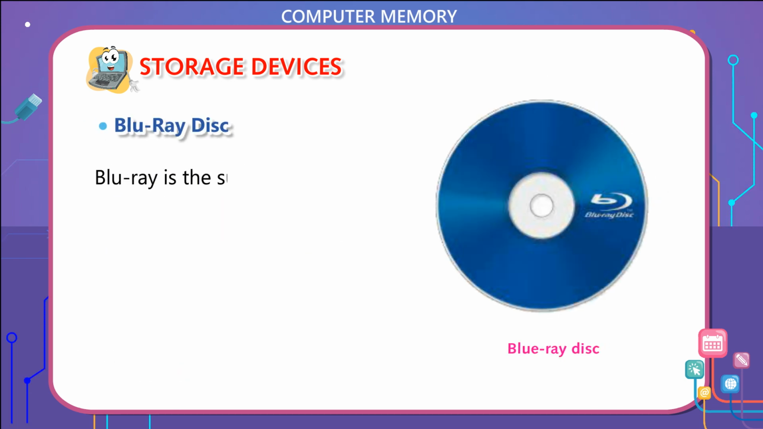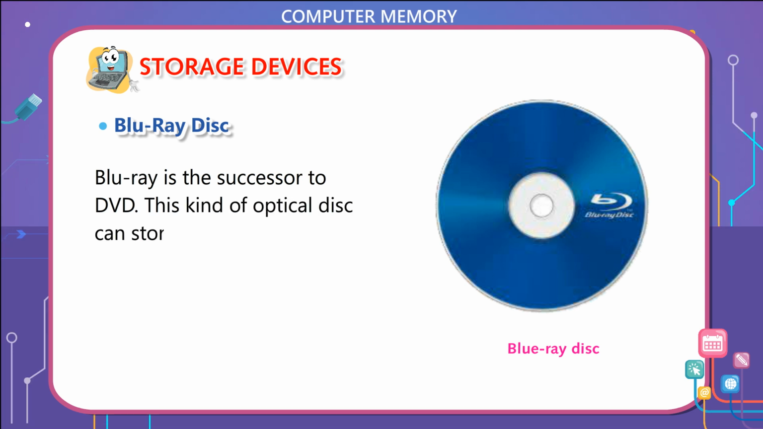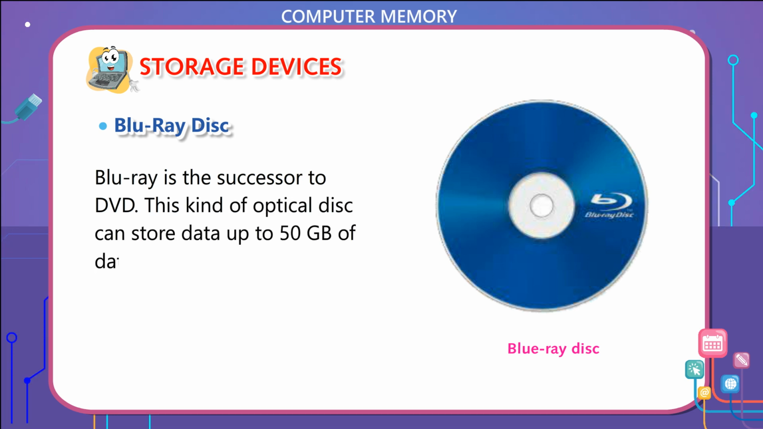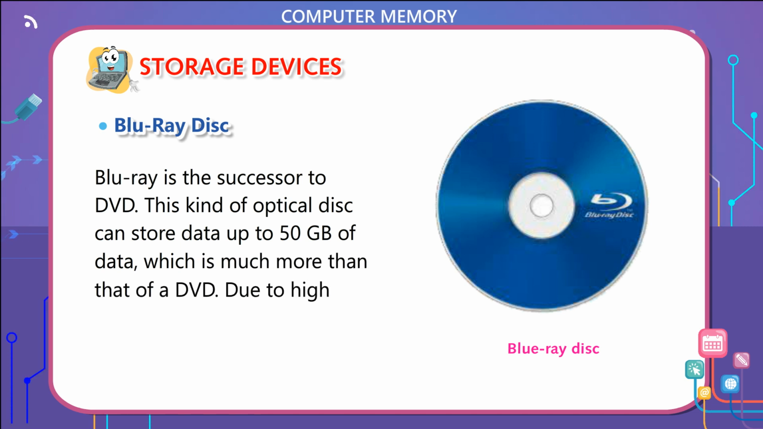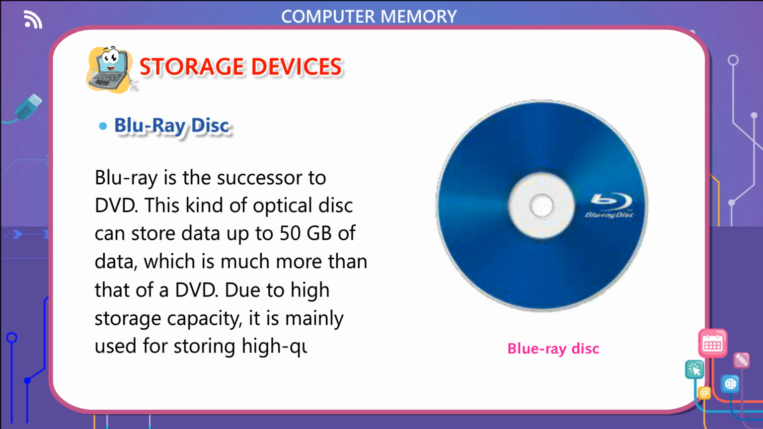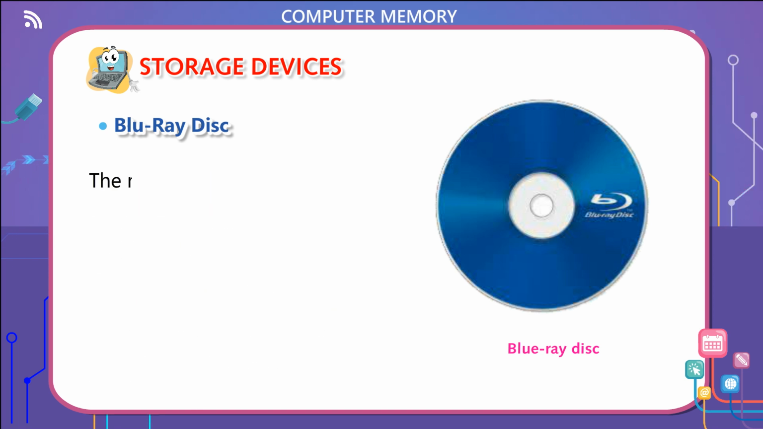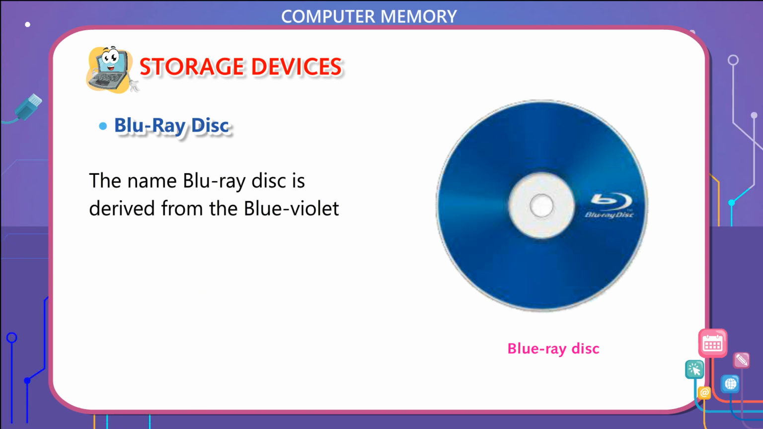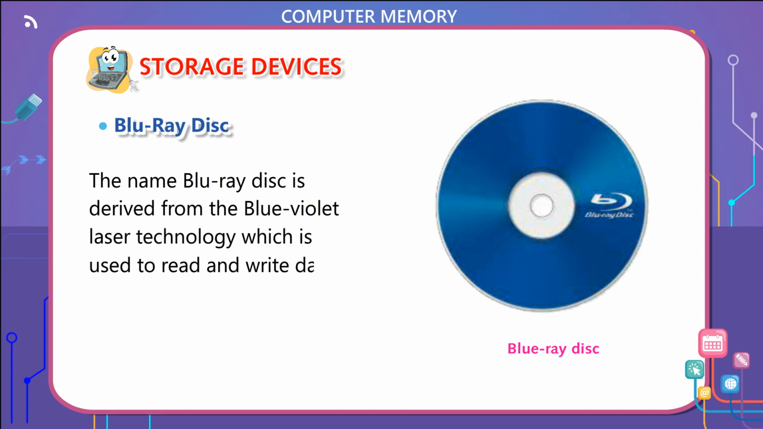Blu-ray disc. Blu-ray is the successor to DVD. This kind of optical disc can store up to 50 GB of data, which is much more than that of a DVD. Due to high storage capacity, it is mainly used for storing high-quality sound files, games and movies. The name Blu-ray disc is derived from the blue-violet laser technology, which is used to read and write data on it.